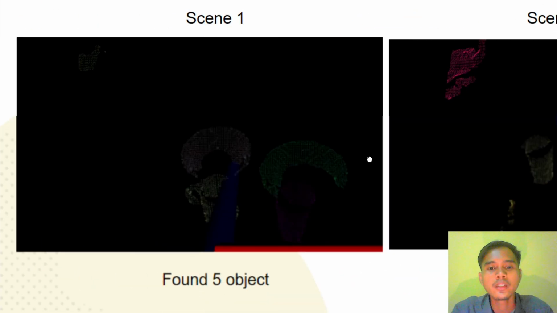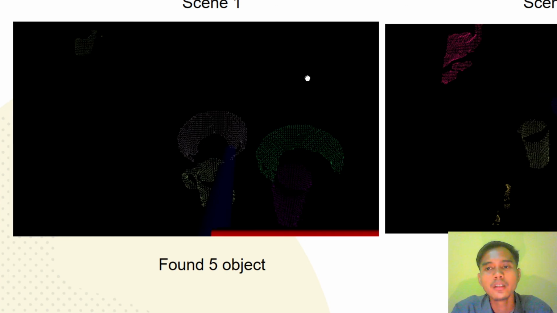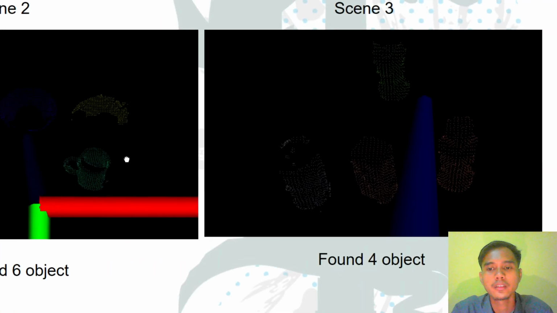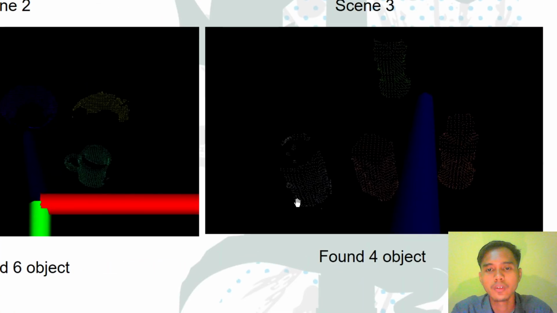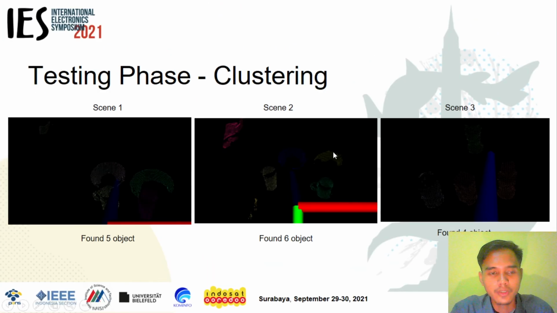In scene 1, we found five objects. There is 1, 2, 3, 4, and five in here. And in scene 2, we found six objects. 1, 2, 3, 4, 5, 6. And in scene 3, we found 4 objects. 1, 2, 3, and 4. So this is the result for the object detection.